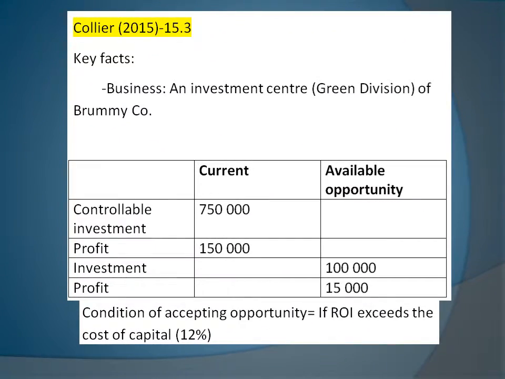Considering another question, we have a business with investment centers, and that's the Green division of Primary Corporation. The current controllable investment is 750,000 with a profit of 150,000, whereas the available opportunity is to invest 100,000 and earn a profit of 15,000. The condition for accepting the opportunity is that if the ROI exceeds the cost of capital of 12%, then you have to accept it.